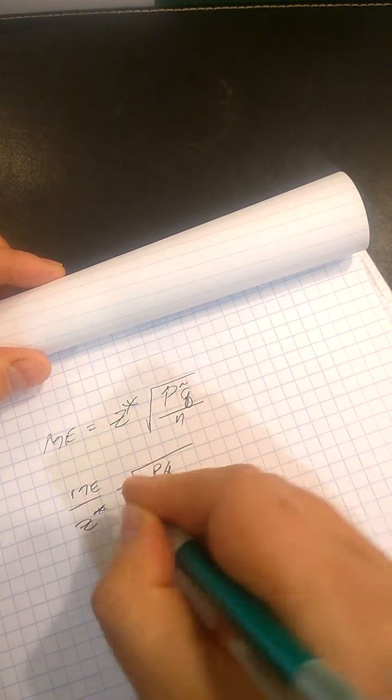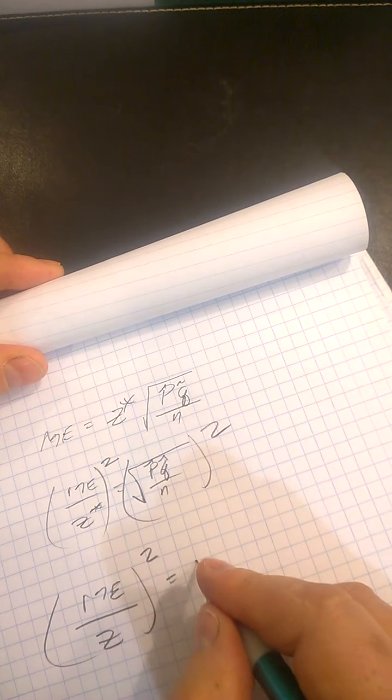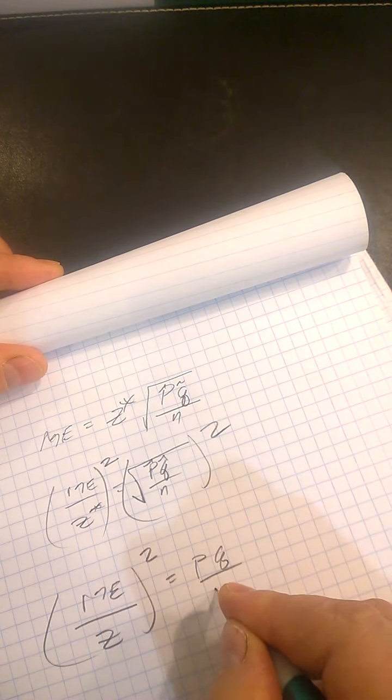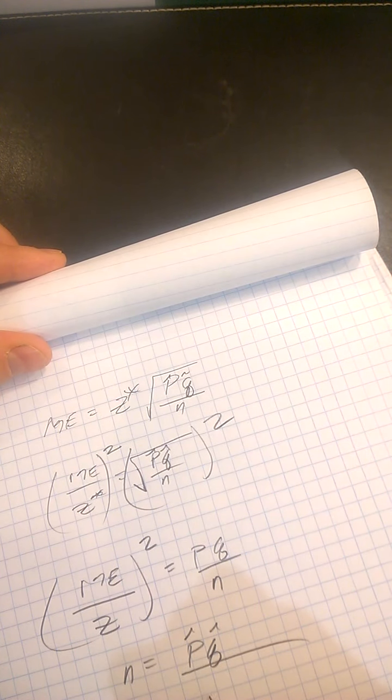So now I have to square each side. And now I have me over z squared is equal to p times q over n. And to isolate n, all we do is say n is equal to p times q over the square of me over z, and then you have to square that. So that's the way you would manipulate that formula.